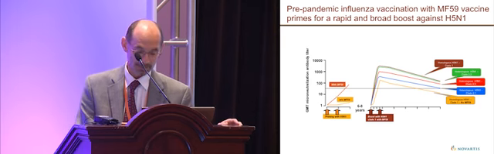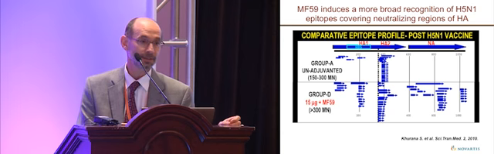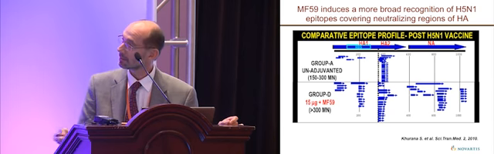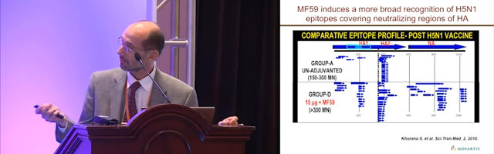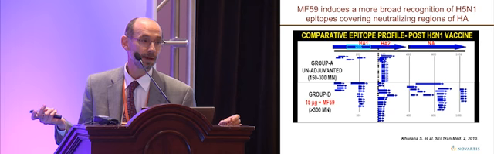The reason for that is it looks like MF59 not only increases the potency of the vaccine, but also increases the breadth of the antibody repertoire that's elicited. And this is data that we generated in collaboration with Hannah Golding at the CDC using phage display to map the B-cell epitopes of the antibody that were generated in these individuals.